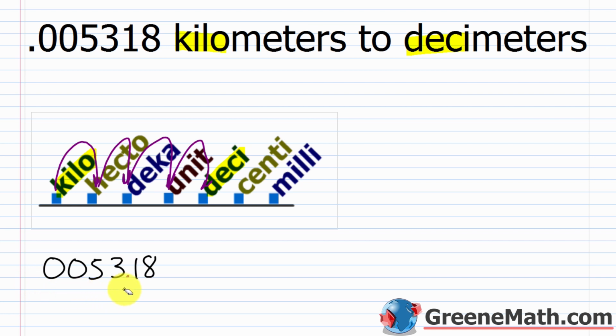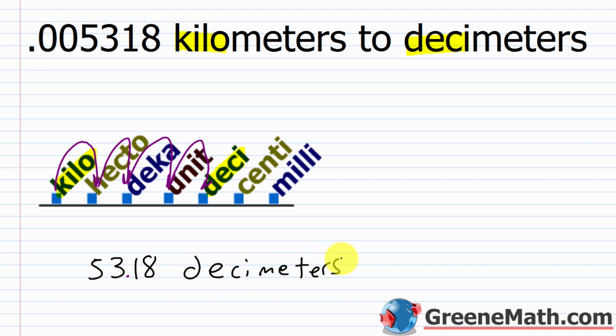And I can erase all of this, and I can erase these zeros to the left of the 5. They no longer add any value to the number. So I'd have 53.18, and then follow that up with the units you're converting to, which in this case would be decimeters. So 0.005318 kilometers is equal to, or is the same as, 53.18 decimeters.